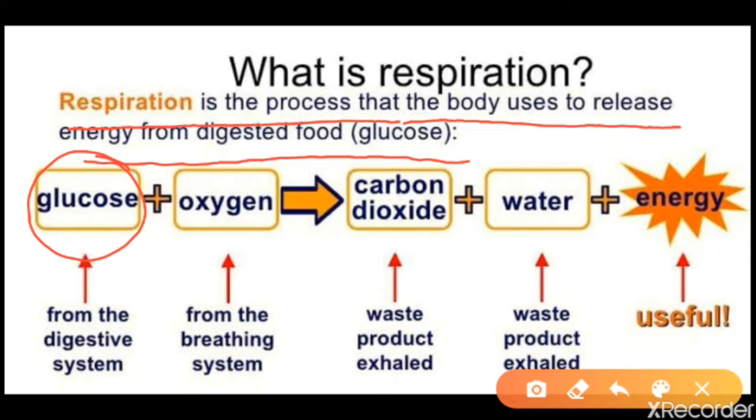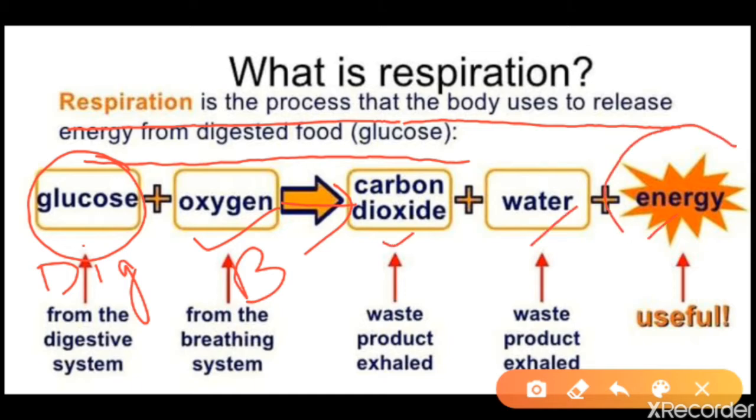Glucose is from digestion, that means digested food. Oxygen is from breathing. When glucose and oxygen mix, they make carbon dioxide, water and energy, and this energy is the usable part. For this energy only we are doing all these works, all these processes, respiration, digestion. So this energy is useful, and we are getting this energy in the form of ATP.